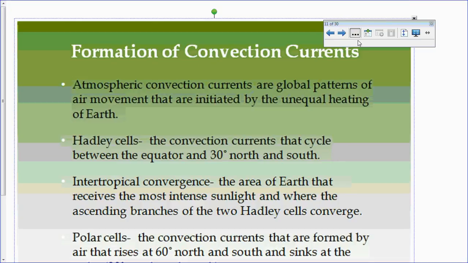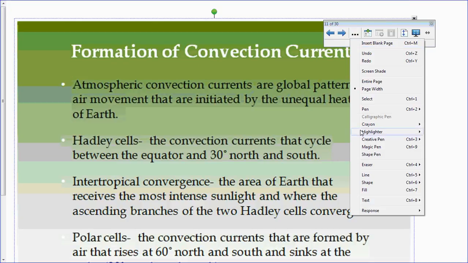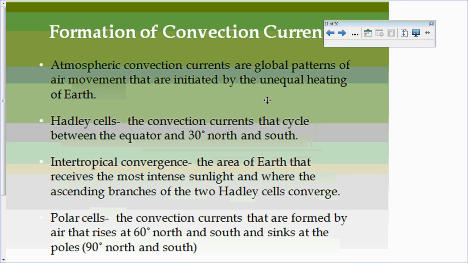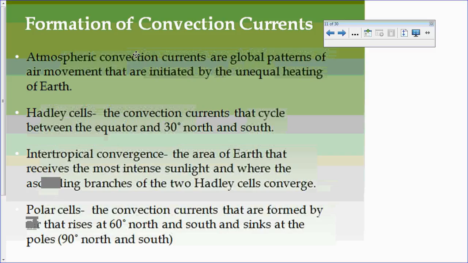Okay, formation of convection currents. Hopefully we don't need to go into too great detail, but you are more than welcome to pause this and look at this a little bit more. Atmospheric convection currents are global patterns of air movement that are initiated by unequal heating of Earth. Okay, so Hadley cells, we just talked about that before. The convection currents that cycle 30 north and 30 south. Okay, intertropical convergence, we talked about that. And the most intense sunlight, so you're going to have a lot of convection currents there.